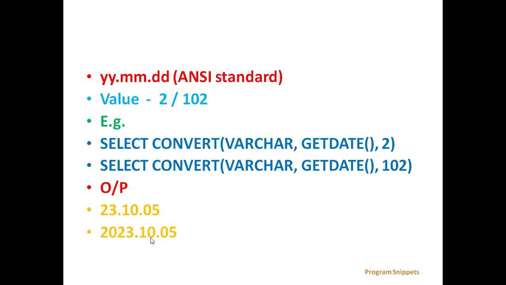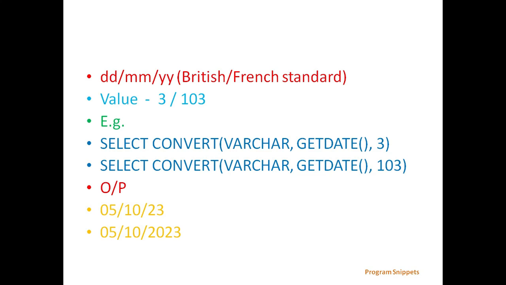23.10.05 or 2023.10.05. If you give the value as 2, it will display here in YY format, and if you give the value 102, it will display here in YYYY format. Next is displaying date in British or French standard, which is dd/mm/yy format. To get this, use value 3 or 103 with the convert function. For example, select convert varchar getDate, 3 or select convert varchar getDate, 103 will give the output.